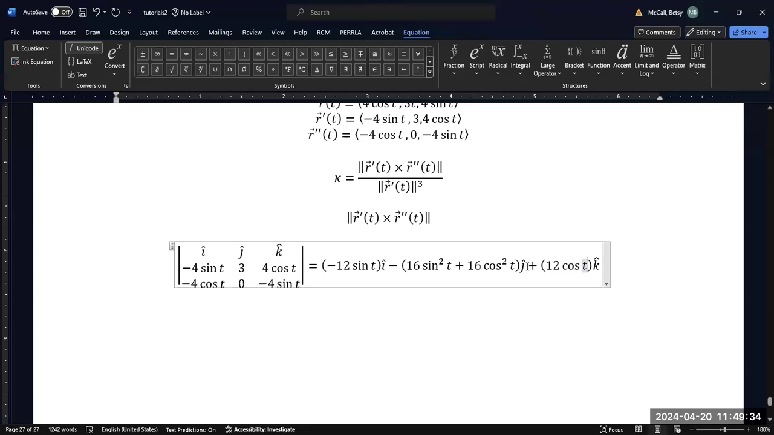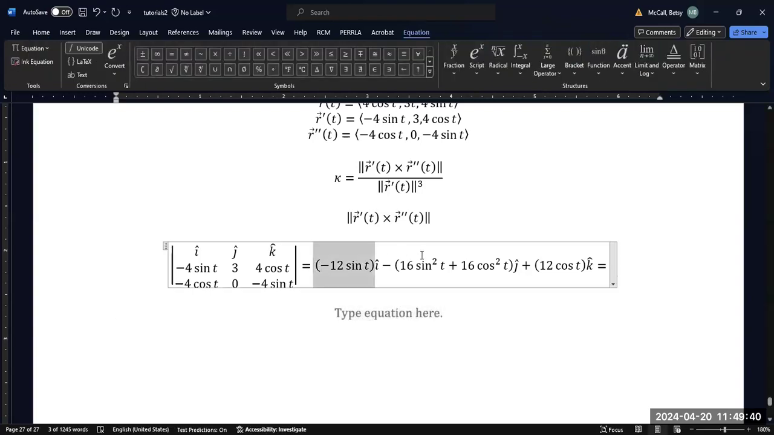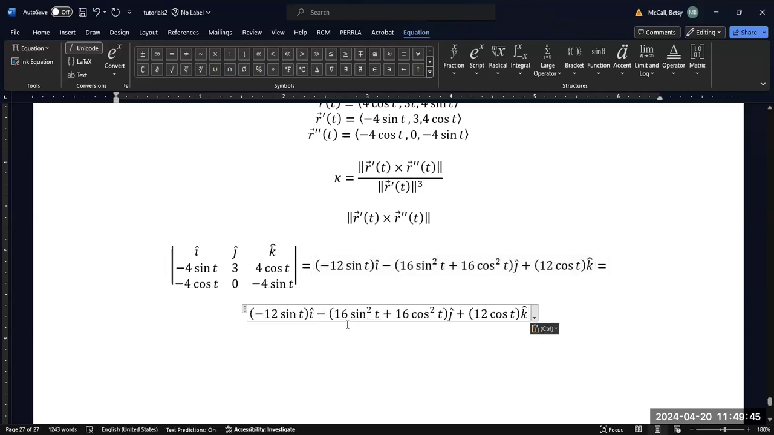And this middle term is going to simplify a little bit. 16 sine squared t plus 16 cosine squared t. If I take out the 16, sine squared t plus cosine squared t is 1. And so this whole thing goes away.